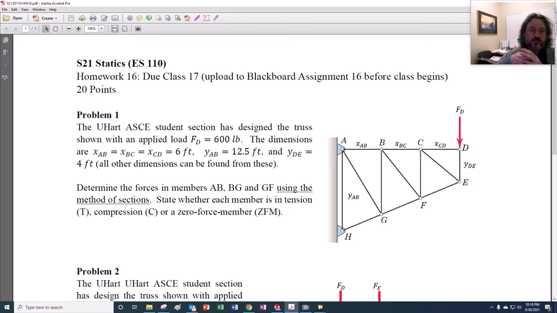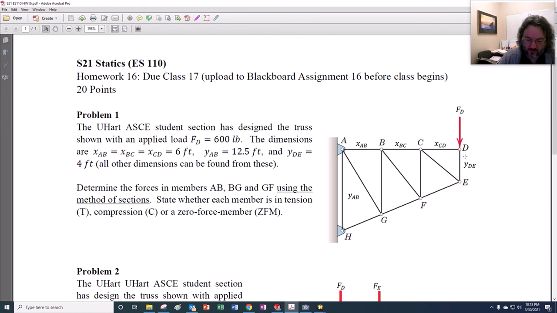Solution to homework number 16, problem 1. Well, we have this cantilever truss with 600 pounds on it, and have dimensions where everything is 6 feet here in the horizontal, so 6, 6, and 6. And this is 12.5, even though it should probably be AH instead of AB, but oh well. And then this is supposed to be 4 feet.